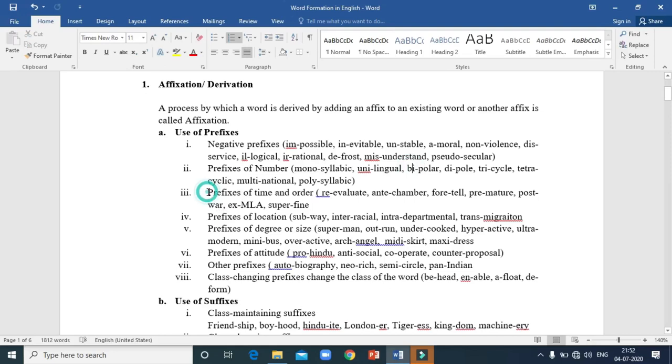And the third category is prefixes of time and order. The time in which or order in which the word will occur in context. Let's look at this. We have words like re-evaluate. Re is again a prefix of time or order. Re suggests that it is not happening for the first time. It is happening for a second or third time. Antechamber. Again, it signifies the order in which the chamber comes. Before you reach the chamber, there is an antechamber.